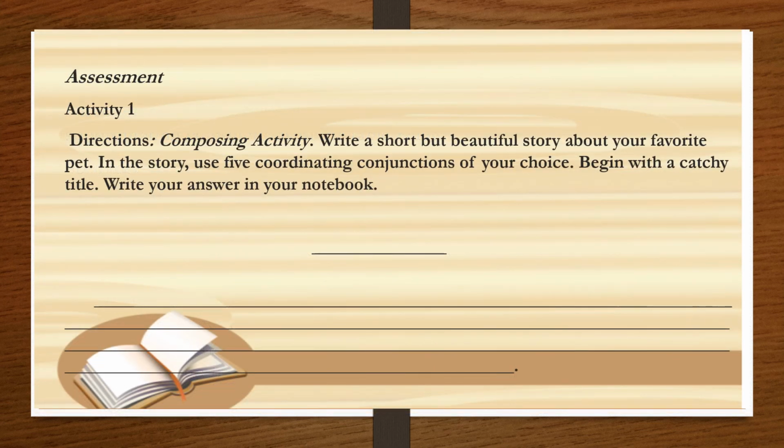And for your assessment, activity 1, directions, composing activity. Write a short but beautiful story about your favorite pet. In the story, use 5 coordinating conjunctions of your choice. Begin with a catchy title. Write your answer in your notebook.